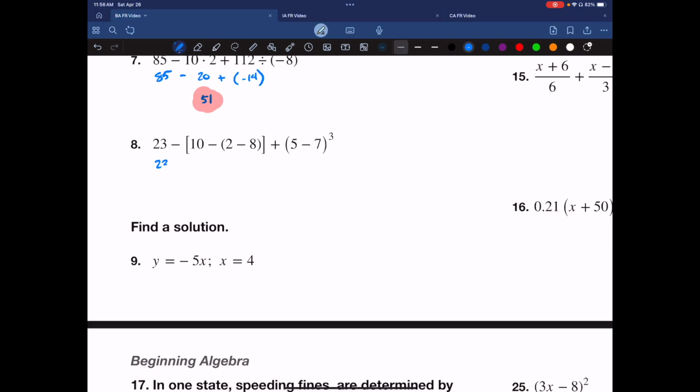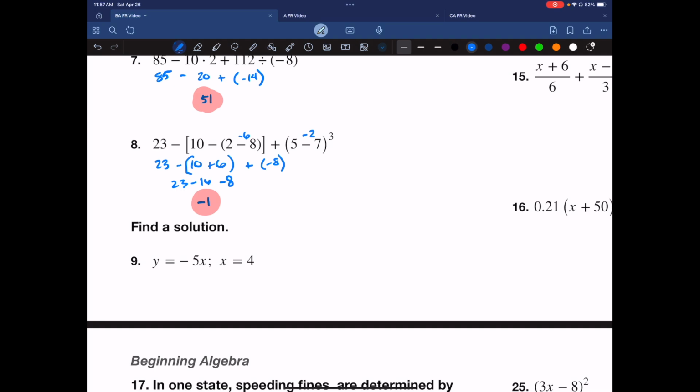On 8, I'm going to clean up the inside first. I'm going to leave the bracket there because I've got to distribute that. 10 minus negative 6, so when you do that, it's going to be plus 6. And then 5 minus 7 is going to be negative 2. Negative 2 cubed is negative 8. Okay, so 23, 10 plus 6 is 16, so 23 minus 16 minus 8 is what you've got. You put that all together, you get negative 1.